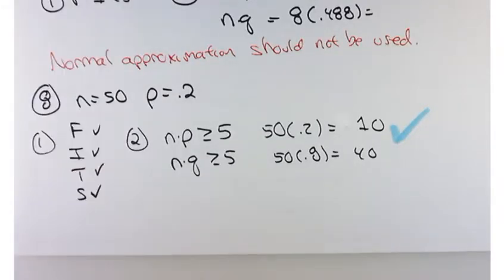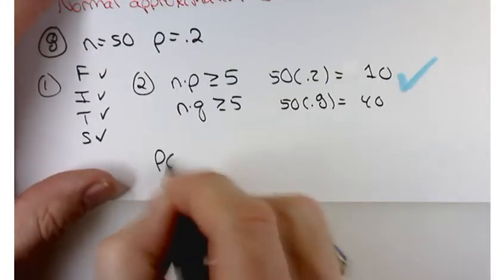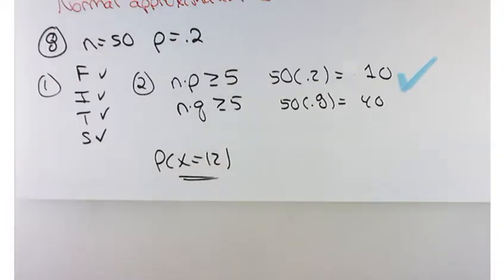Let's actually find an approximation to the probability that x equals 12. What's the probability that you get exactly 12 right? Now, there's nothing really wrong with calculating that binomial probability directly from our binomial PDF, but let's practice what we're trying to in this section.